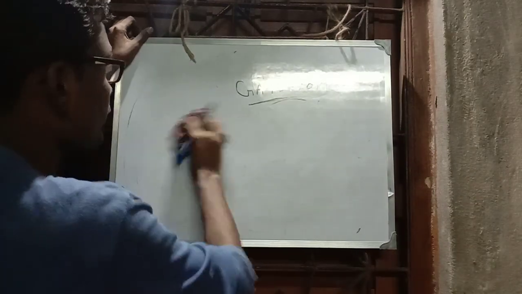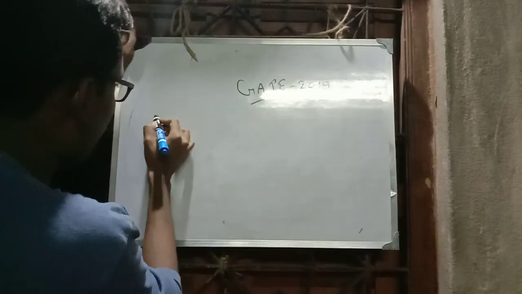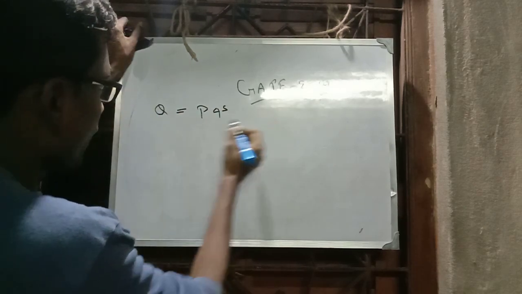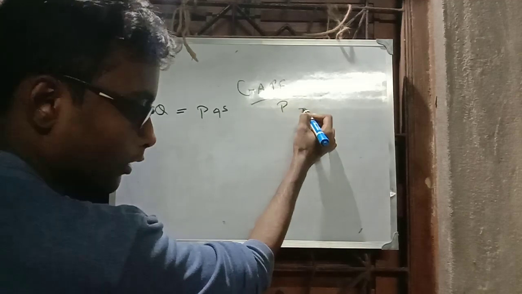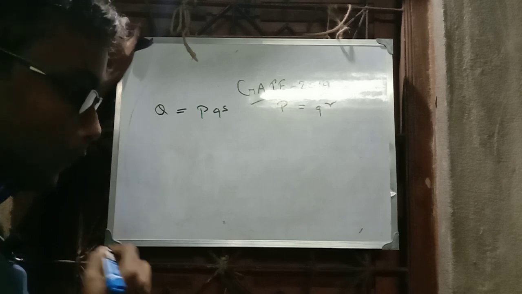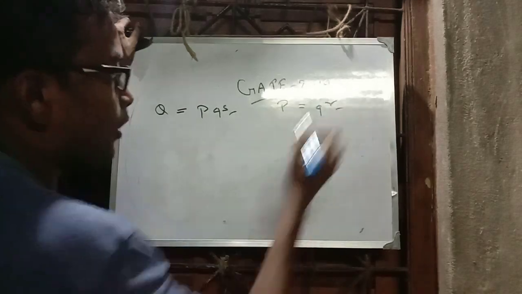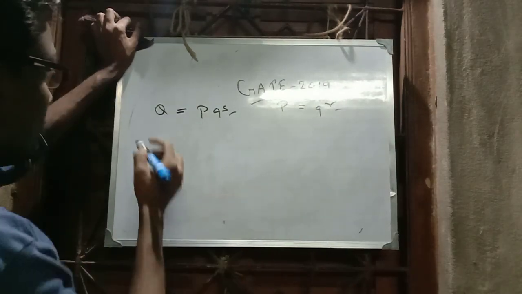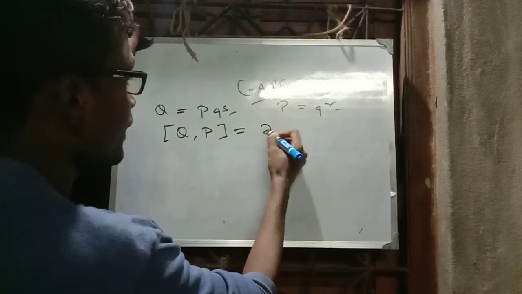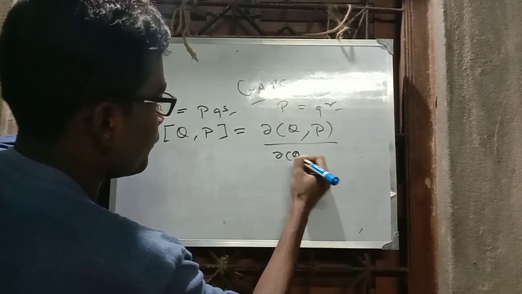You are given, GATE 2019, capital Q equals p q^S and capital P equal to q^R. So what do we have to find out? We have to find the values of S and R. How? Very simple. You have to find the Poisson bracket and compare the result of the Poisson bracket with 1. Same approach.